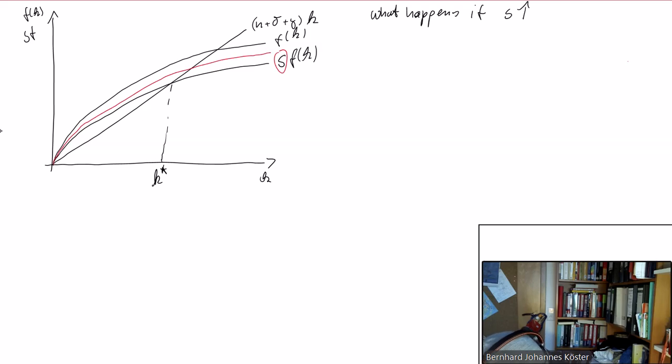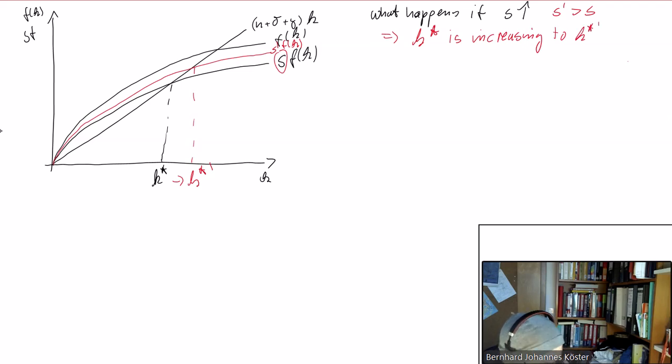Here, s prime times f of k with s prime larger than s. Well, what happens? Our steady state is moving outward. Then k star is increasing to k star prime.